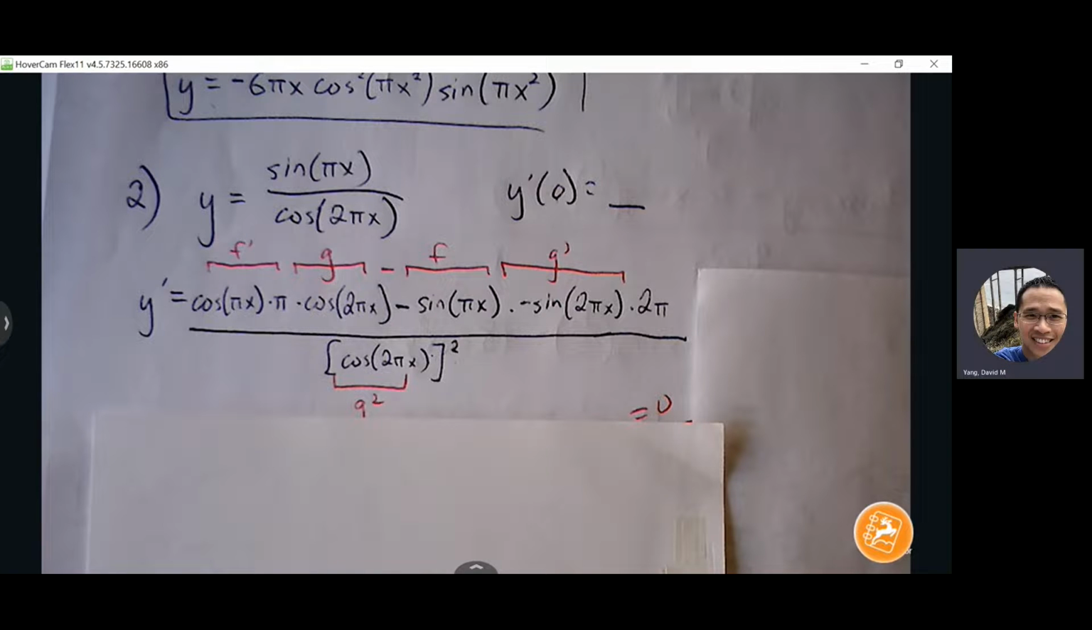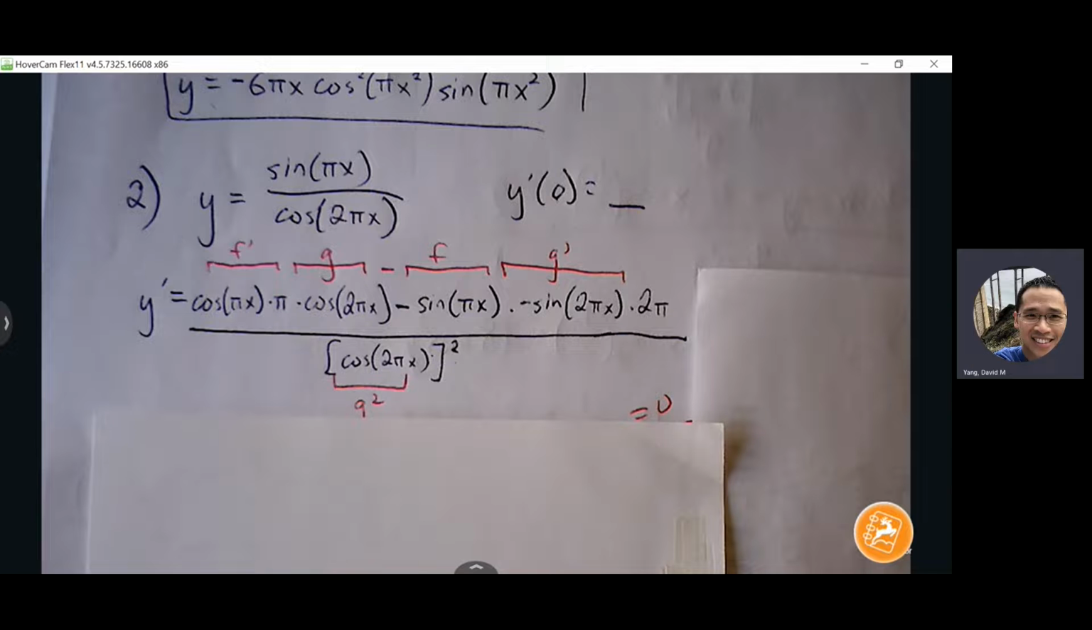Okay. Looks like a mess, but once you insert 0 for all the x's, a lot of things will clean up. So I'm not going to spend the time to clean up. I'm just going to insert 0 in for all the x's. So cosine of pi x, pi times 0, which is 0. Cosine of 0 is what? 1. Okay. And then the 0 gets plugged in for all the x's for sine. Pi times 0 is 0. Sine of 0 is what? 0. So that's nice, right?